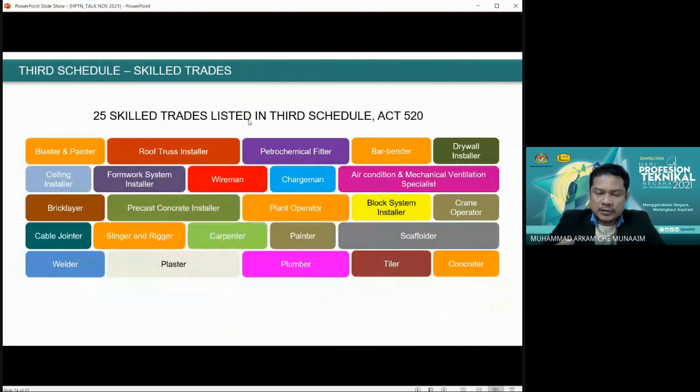Okay. So these trades will be supervised by either a level 3 trade supervisor or a level 4 construction site supervisor, CSS level 4. So they are actually looking into this kind of work. Okay.